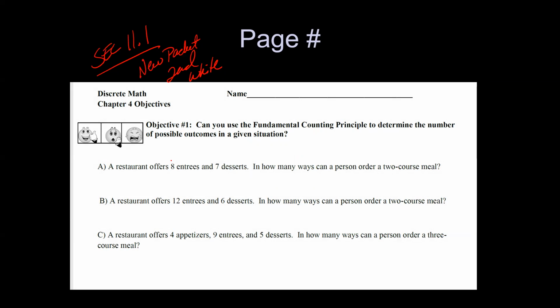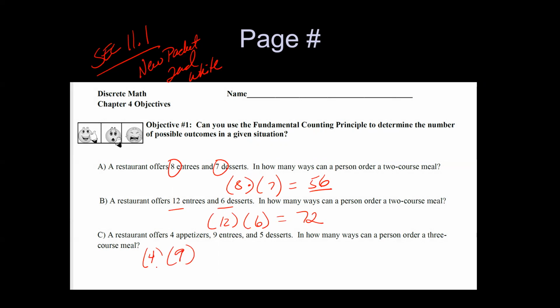So a restaurant offers 8 different entrees, 7 different desserts. So how many different ways can you go ahead and order this? You could just do 8 times 7, which is going to be 56 different combinations. Also, this restaurant offers 12 entrees, 6 different desserts. You're going to do exactly the same thing, which is going to give you 72 different combinations. Lastly, they have 9 entrees, 4 appetizers, 5 desserts. You have to multiply this together. So 4 times 45 is going to give you 180. Okay.